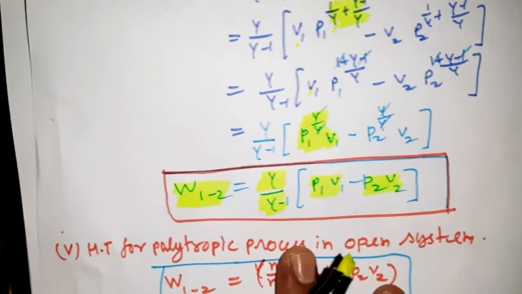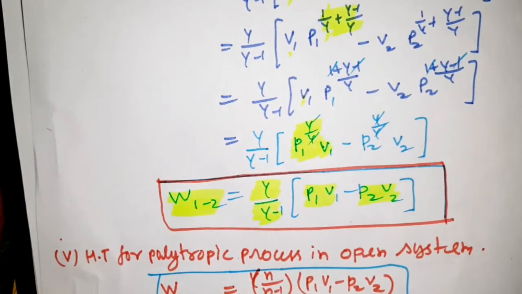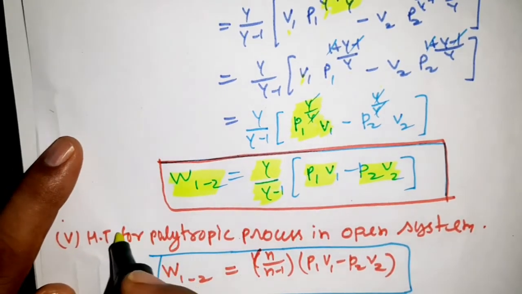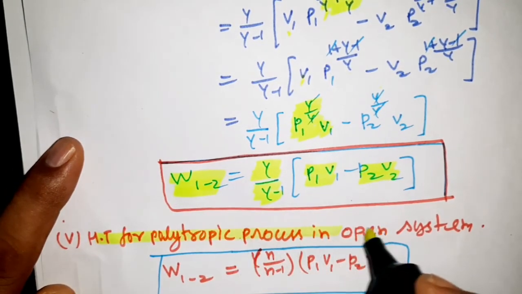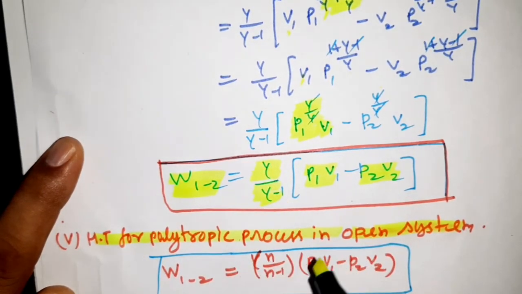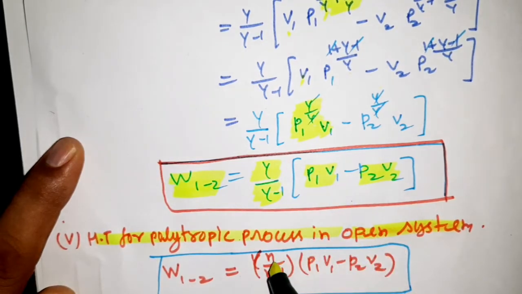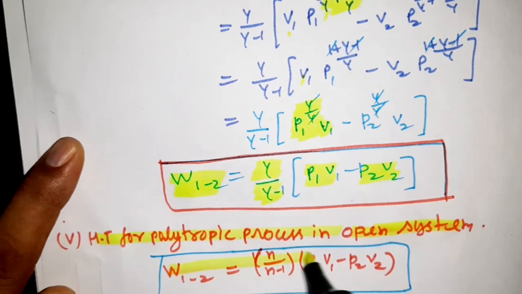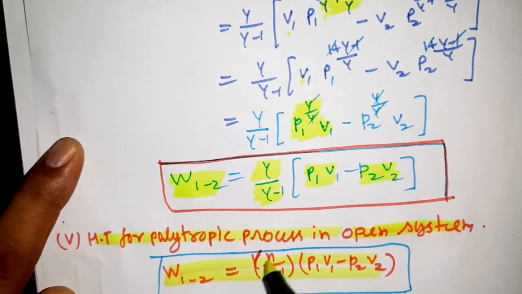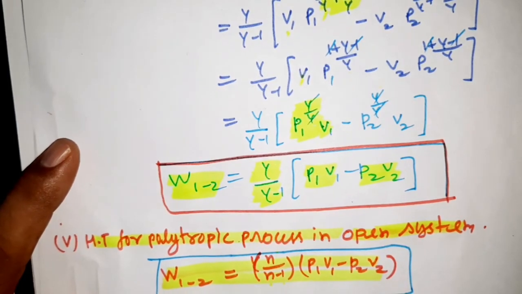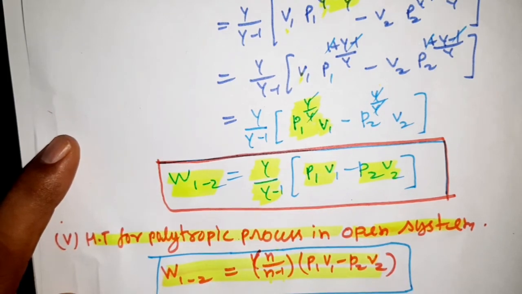Similarly, in case fifth, heat transfer for a polytropic process in an open system. So here the only difference is gamma. Here gamma is replaced by the polytropic index n. So work done during this polytropic process in an open system will be equal to n upon n minus 1 into P1 V1 minus P2 V2. So this is the condition for the polytropic process.